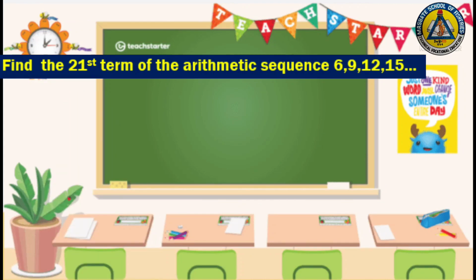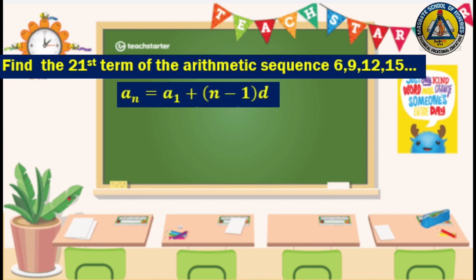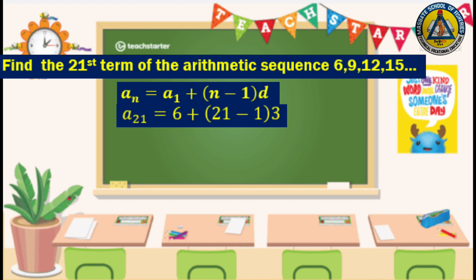Problem number 1. Find the 21st term of the arithmetic sequence 6, 9, 12, 15. From the sequence, a sub 1 equals 6, d equals 3, and n equals 21. Using the formula, substitute the values. We obtain a sub 21 equals 6 plus 21 minus 1 times 3.